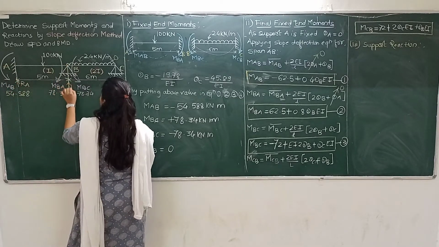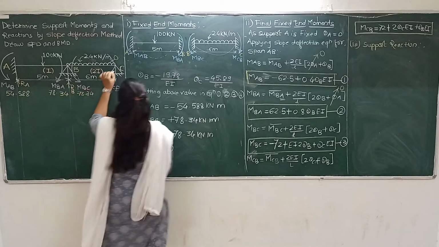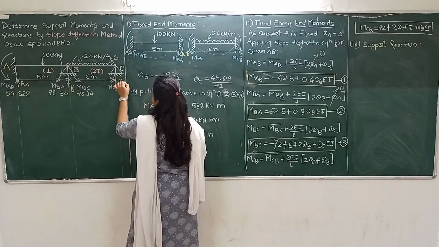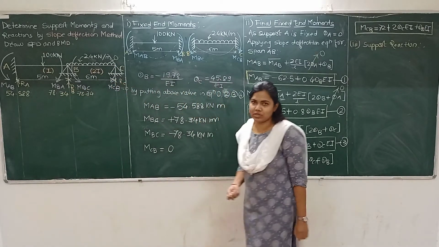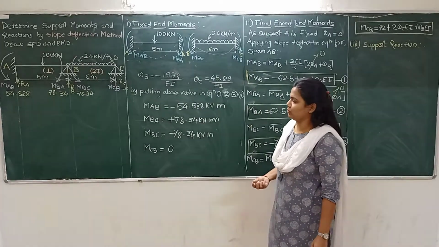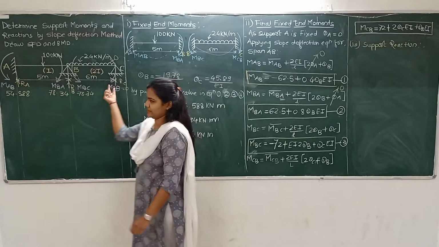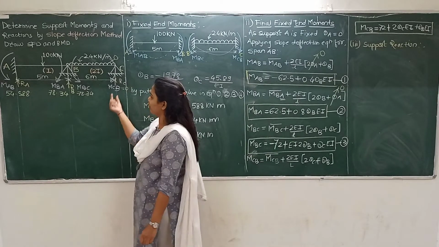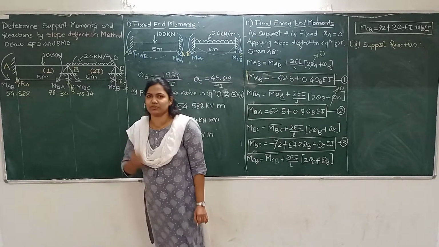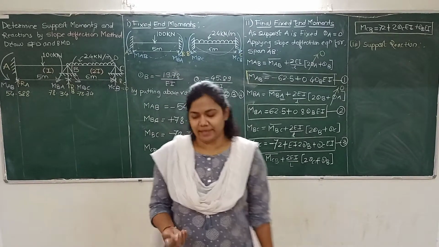The second support reaction is RB, and the third support reaction is RC. So these three unknowns, RA, RB, and RC, are what we are going to find out. But before finding the support reactions, let us first draw the bending moment diagram.